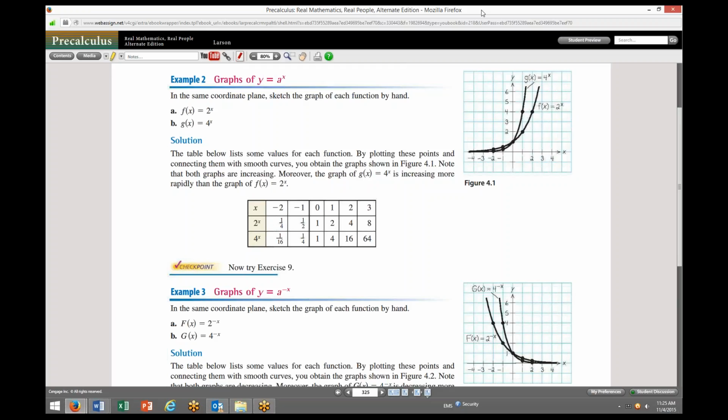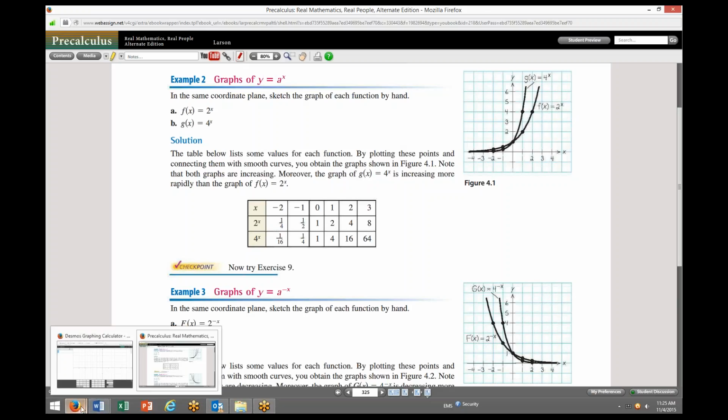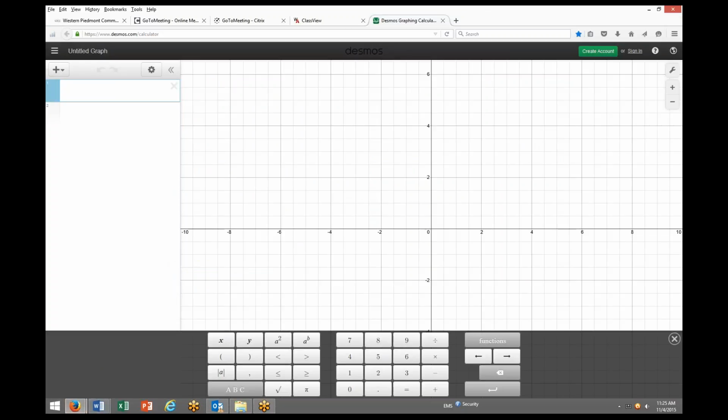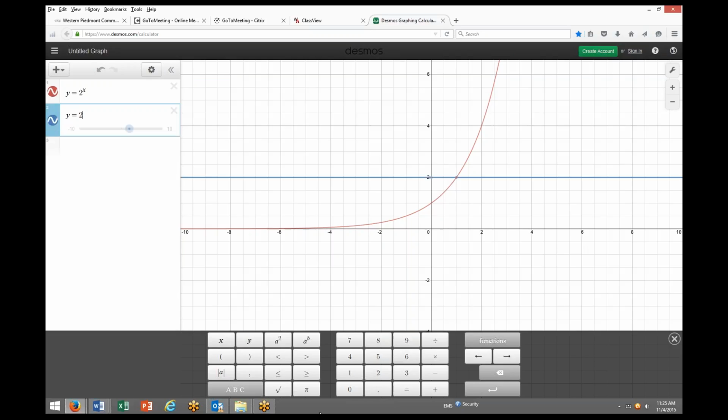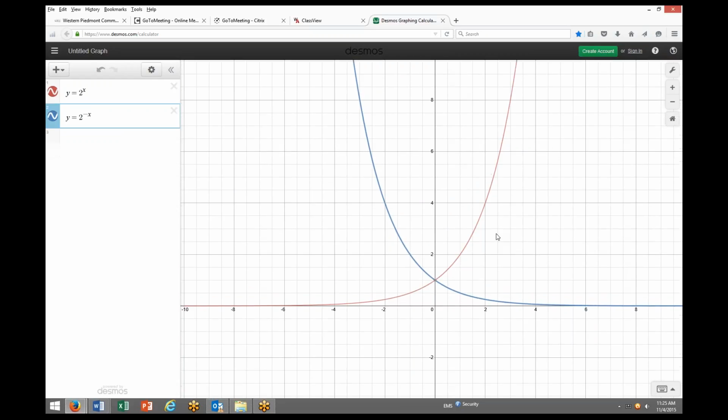I'd like to show you this using Desmos. And let's graph both of these here together. Y equals 2 to the x, and then y equals 2 to the negative x. And I trust you can see what's happening here: these two graphs truly are mirror images of each other across the y-axis. They're perfectly reflected horizontally across the y-axis.